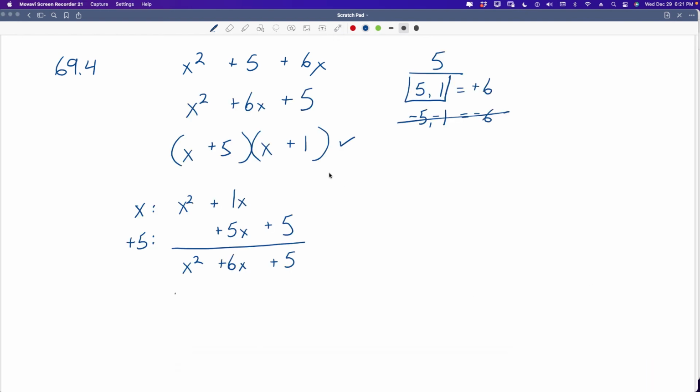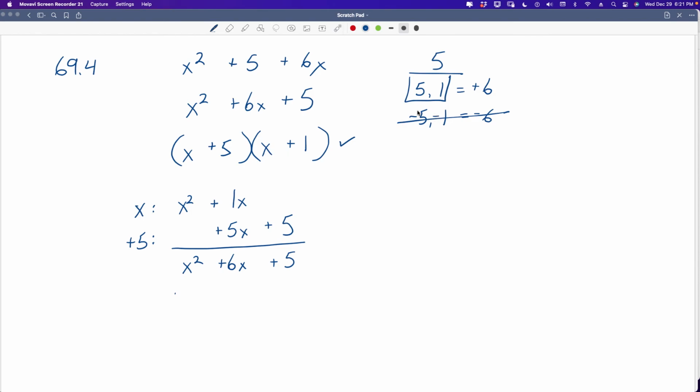All right, so here is your answer. You should have gotten x plus 5 times x plus 1, or you could have gotten the reverse, x plus 1 times x plus 5. If you did not get that, let's look at it. So we had to rearrange this into descending order. So x squared plus 6x plus 5, because this was out of order back here. Then we put in our parentheses. Then we did our factoring of x squared, which is x times x.